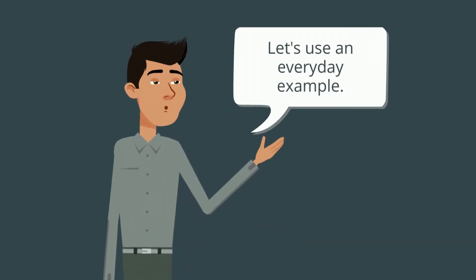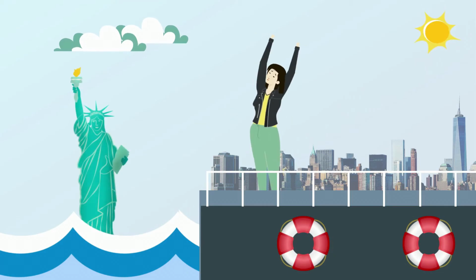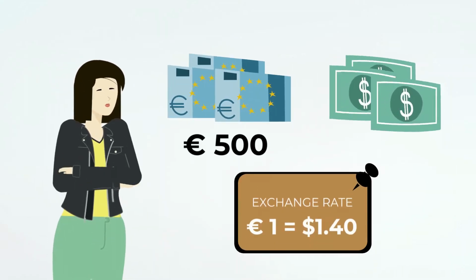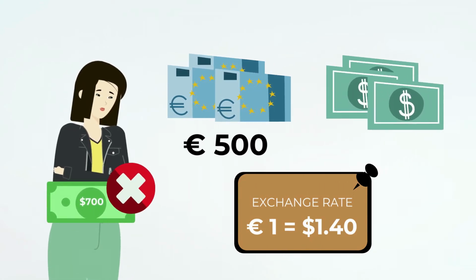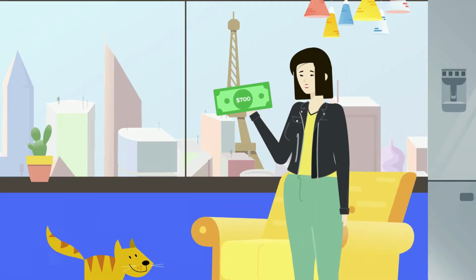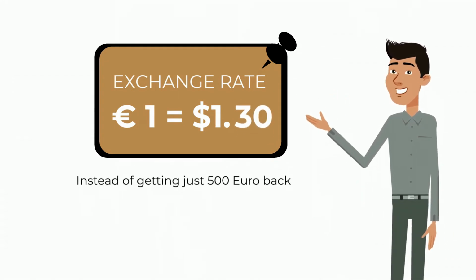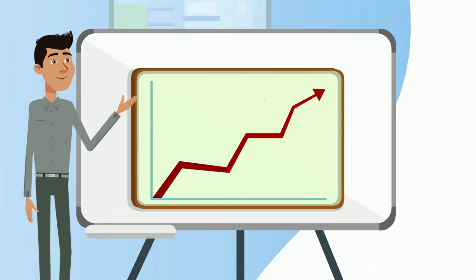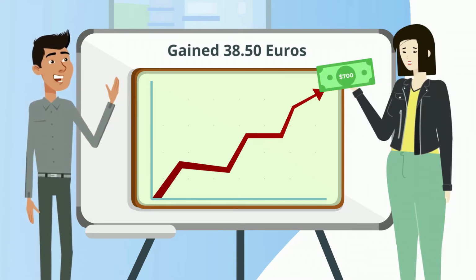Let's use an everyday example to explain how you can actually profit from this. Say you live in Europe and went on holiday to the United States. Let's say that you change your 500 euros into US dollars at a rate of $1.4 for every euro. You got 700 US dollars, but you do not spend any money at all. So you still have $700 after you come back. After the exchange rate moves from 1.4 to 1.3, instead of getting just 500 euros back, you actually get 538.5 euros. You have gained 38.5 euros simply from holding your money in dollars while the exchange rate changed.